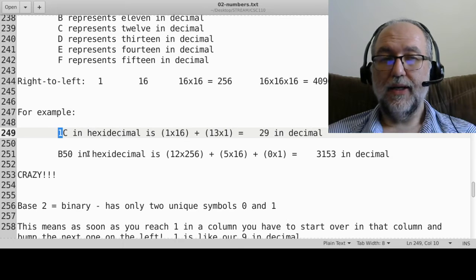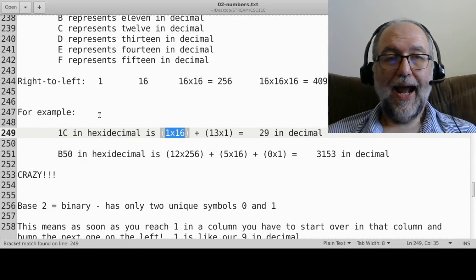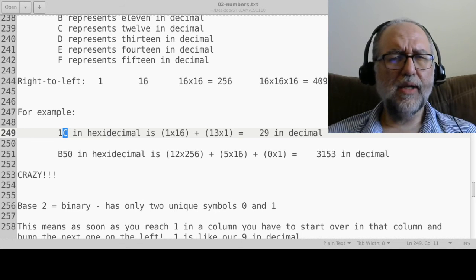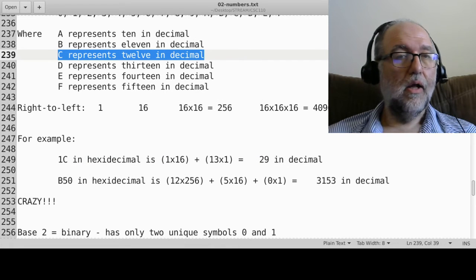That 1, what column is it in? It's in the 16 column. So that 1 means that you have one grouping of 16. Okay? And that C says you have C groupings of 1. But what is C? C over here represents 12.